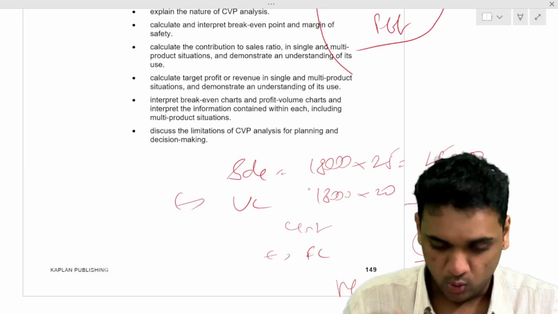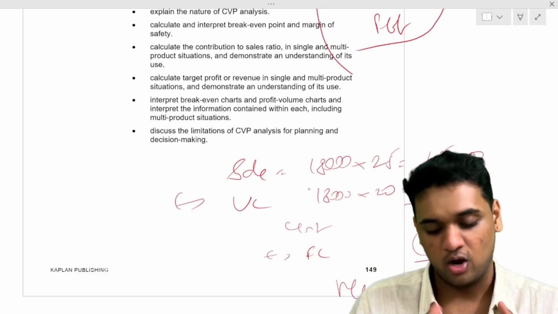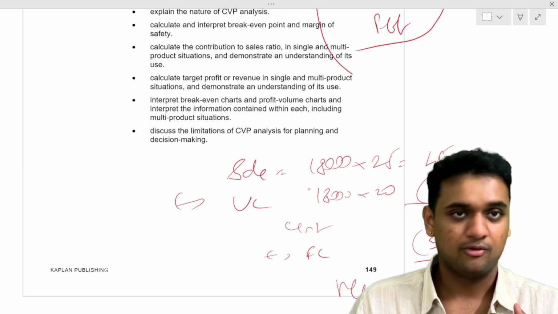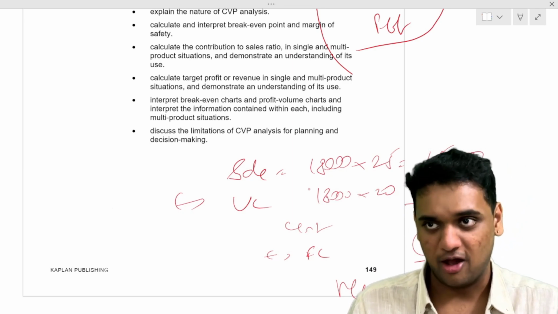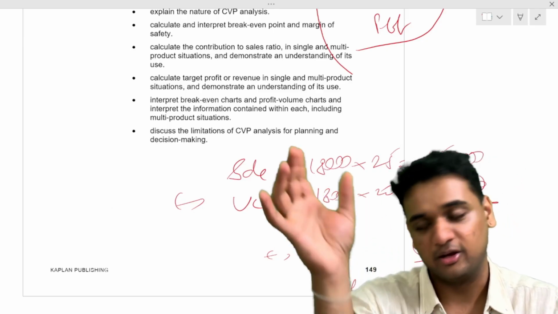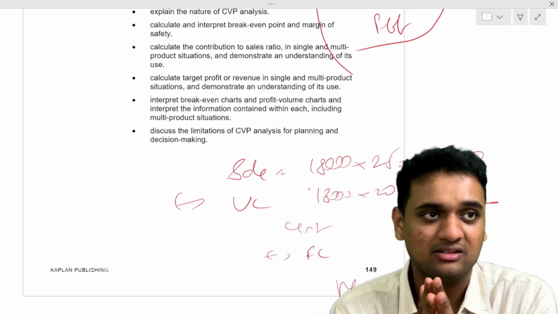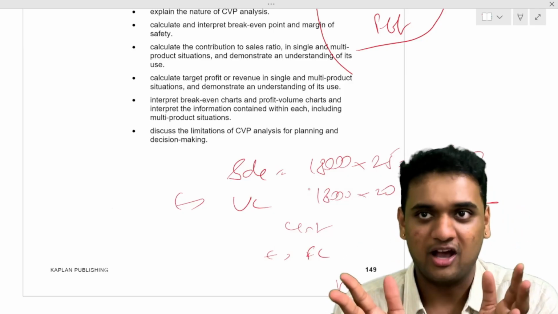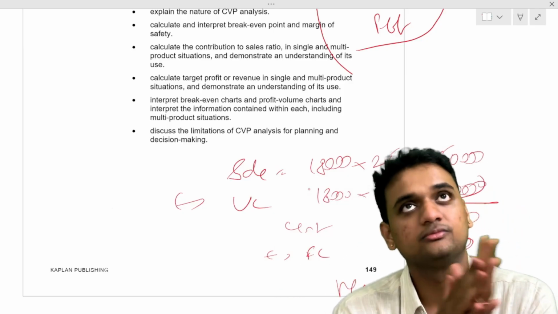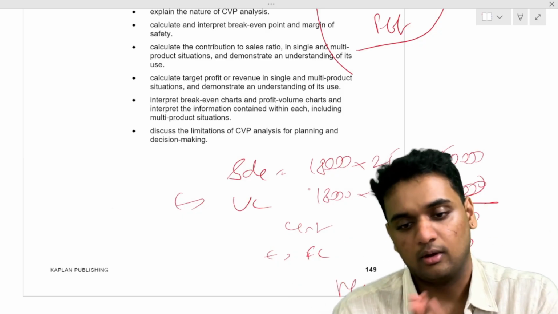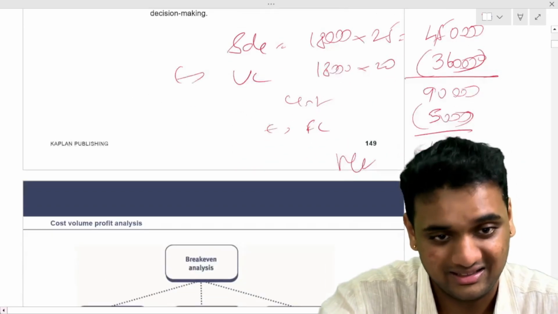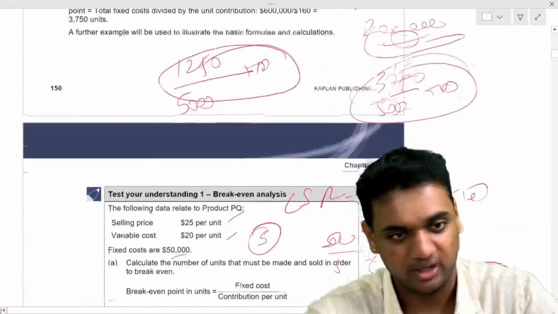Understood all of you? Now, if required profit is given in the question, what is the formula we will use? Fixed cost plus required profit divided by contribution per unit. Only for break-even point, it is fixed cost divided by contribution per unit. Now let's proceed to the next part, the third part of the same question.